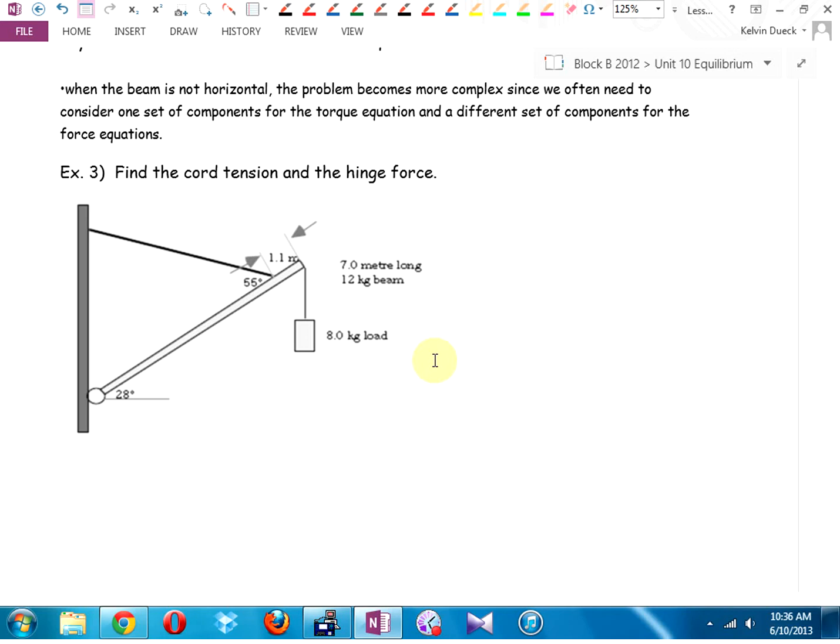Example 3. So when the beam is not horizontal, the problem becomes more complex, since we often need to consider one set of components for torque and a different set of components for the force equations. Example 3 says, find the cord tension and the hinge force. Finding the hinge force here, this would be a scholarship question back in the old days. If the beam was flat, wouldn't be a scholarship question. That's fair game. If the beam's at an angle and the rope's at a different angle, like this, this is going to be a lot of work.